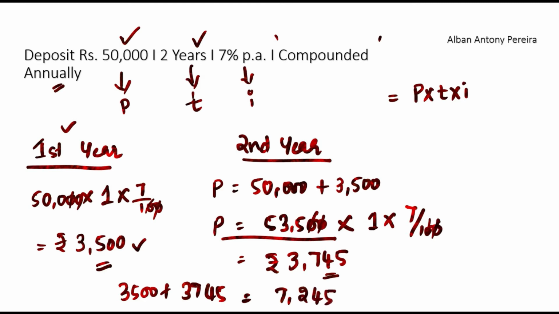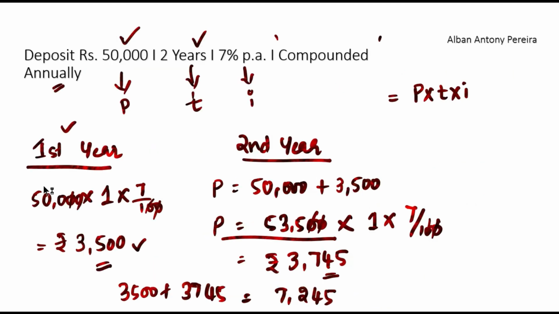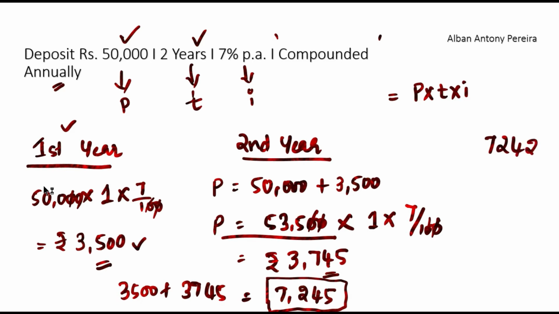7245. Okay, now we will just go to the previous calculation wherein we had got how much as the interest? We had got rupees 7,000 as the interest in case of simple interest method, and in case of compound interest method we have found the answer as 7245. In case of compound interest method it is 7245, and in case of simple interest method it is 7,000.